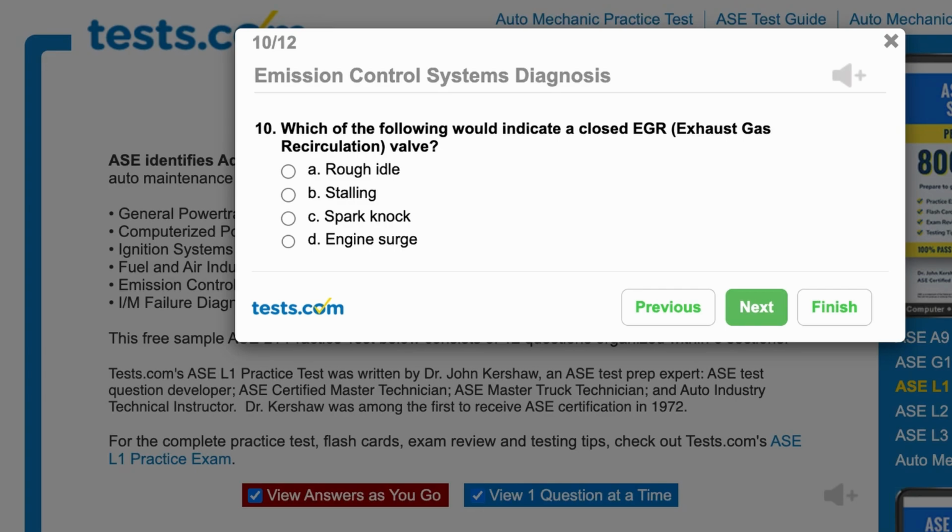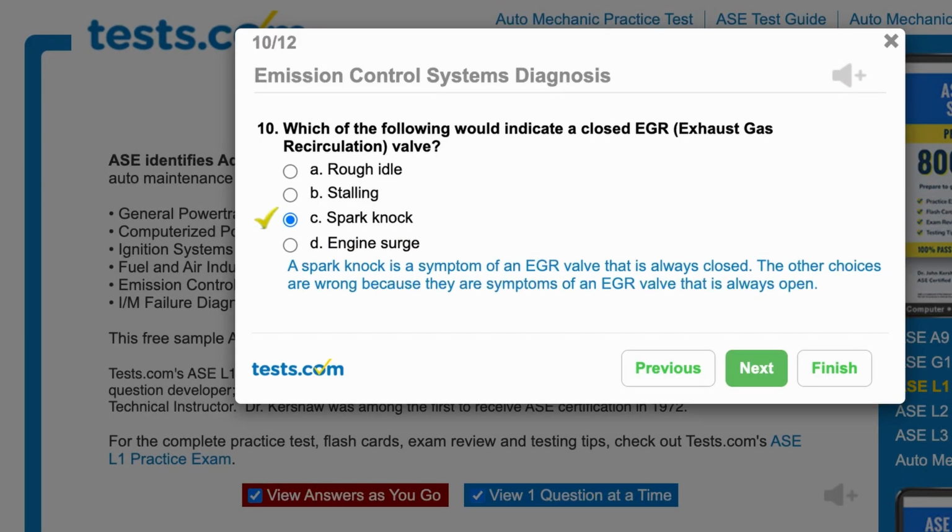Question 10. Which of the following would indicate a closed EGR, exhaust gas recirculation, valve? A. Rough idle. B. Stalling. C. Spark knock. D. Engine surge. C. Spark knock. A spark knock is a symptom of an EGR valve that is always closed. The other choices are wrong because they are symptoms of an EGR valve that is always open.